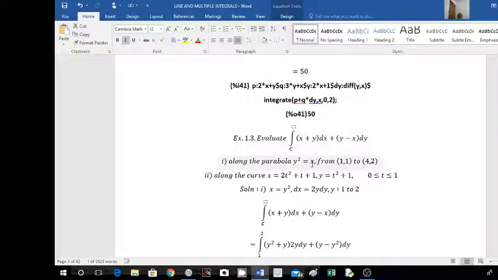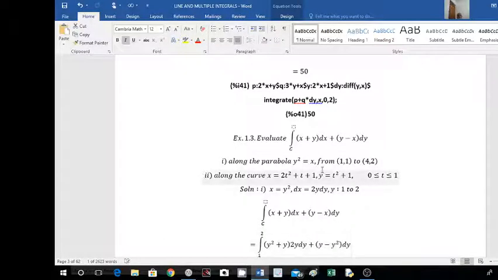Here I think it is better to convert x in terms of y, because if you want to convert y in terms of x, then you have to take y equal to root of x. This is the easier one. If you put x is equal to y square, and dx is equal to 2y dy, this is easy. Otherwise, if you put y equal to root x here, then dy equal to 1 by 2 root x into dx, that we have to write.